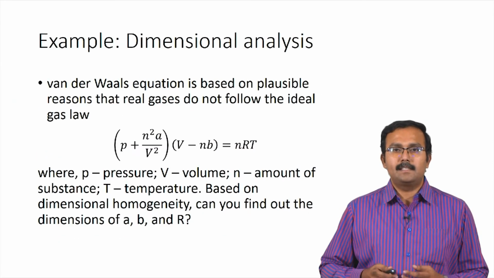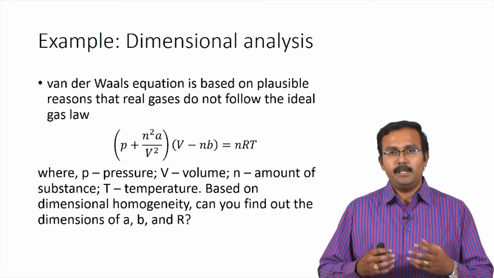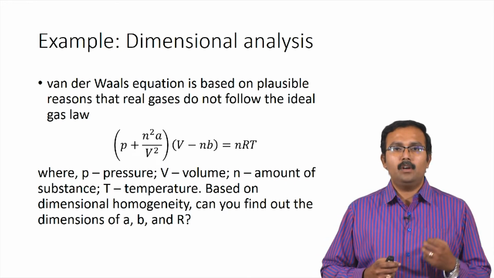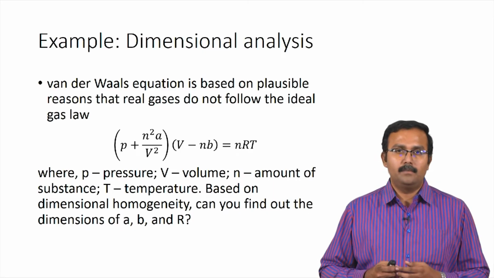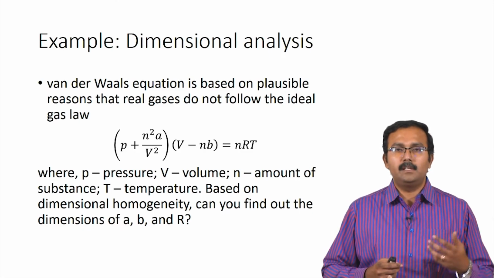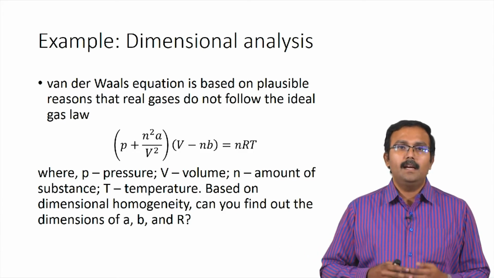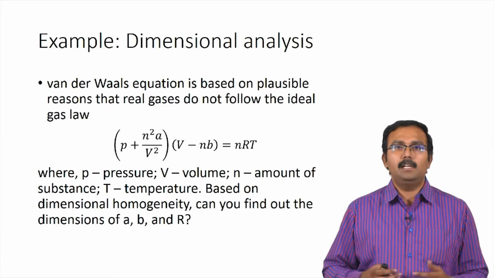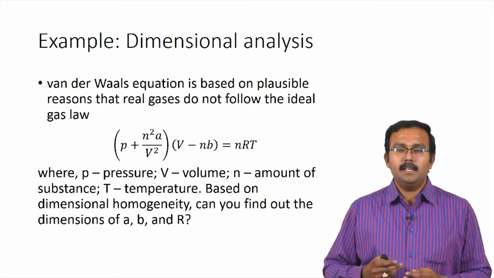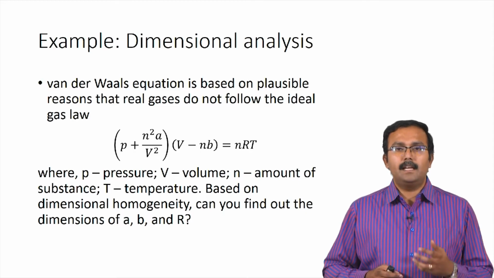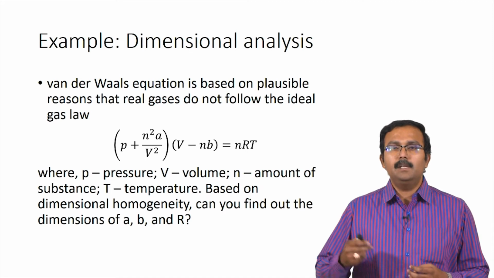So, let us try another example problem where we try to identify the dimensions of constants which we do not know. The Van der Waals equation is based on the plausible reason that real gases do not follow the ideal gas law. So, we all know that the ideal gas law is PV equals nRT. In real cases, gases do not follow this, and the Van der Waals equation is one of the model equations which describes such a real gas. So, the equation is given as (P plus n squared A divided by V squared) times (V minus nB) equals nRT.